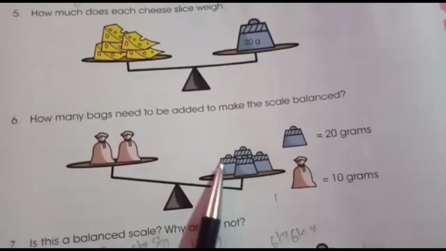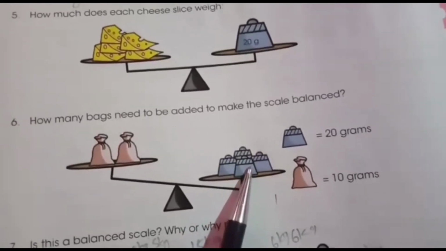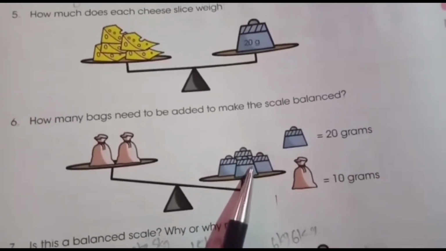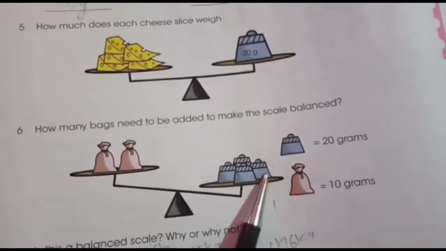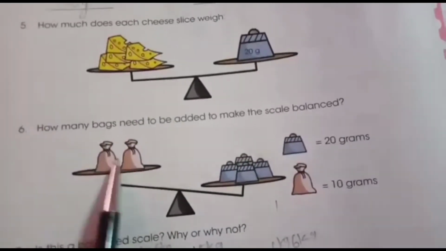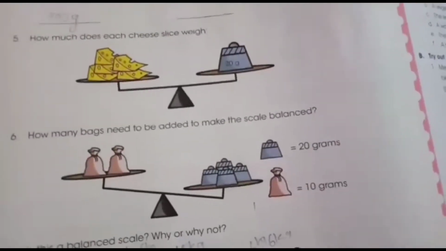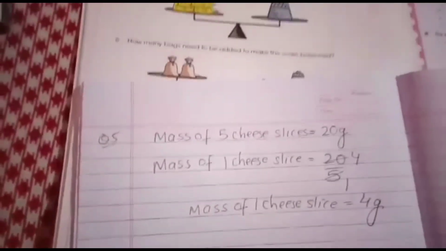So the mass of one weight is 20 grams. That means the mass of these 4 weights will be how much? 20 into 4. That means it is 80 grams. The mass of these 4 weights is 80 grams. So how many bags will we add here? Now let's find. Okay, so now let's write question number 6.